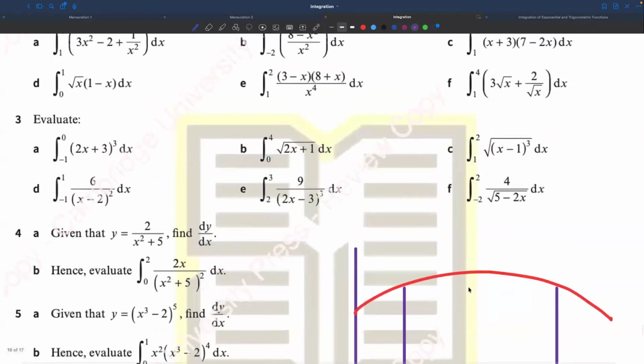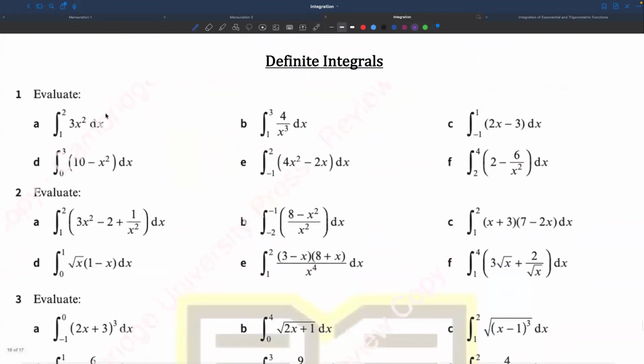How do we put in the limit? That is the easiest thing possible. I will just show you one easy example. How do I integrate this? 3x cube upon 3, right? So the answer becomes x cube. Now, once you have x cube, first you will put the upper limit, which is 2.